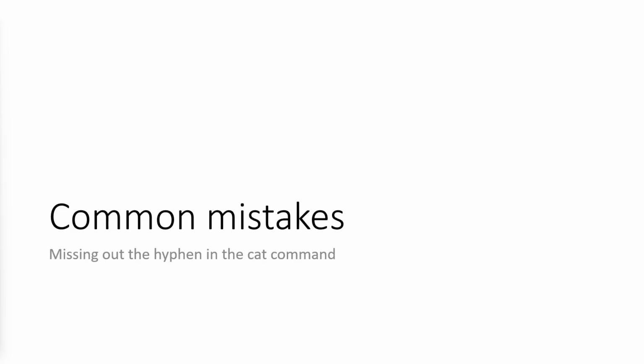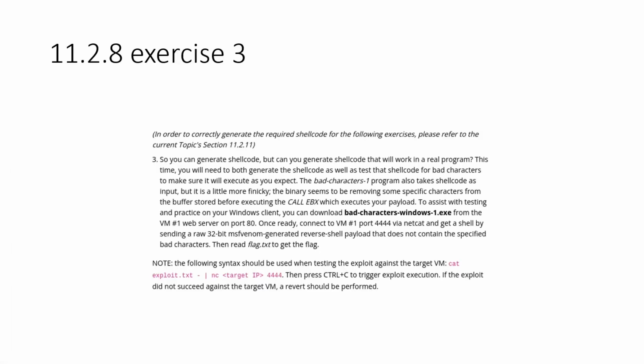Missing out the hyphen in the cat command. This isn't exactly a mistake, but it's something to be aware of. The final stage of the exercise is to send the shellcode to VM number 1. Going back to the question, it specifies the syntax for the target VM. cat exploit.txt - | nc target IP 4444. Then press Ctrl+C to trigger exploit execution.